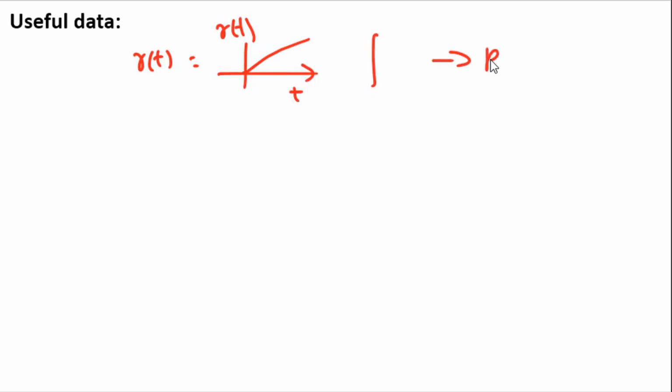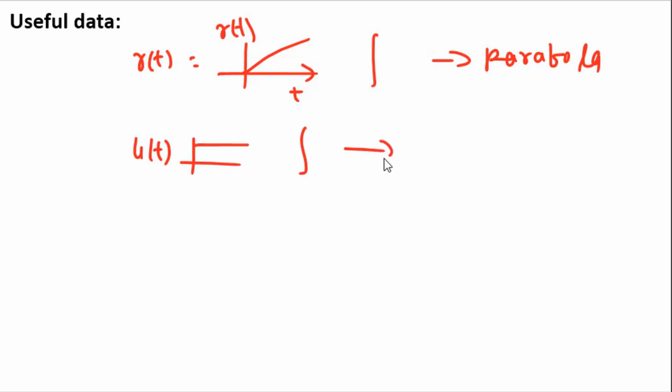So the useful data for this question is, if you are given a ramp signal R of t, which is defined as this graph, R of t, and this is your t. The integration of this ramp signal will give you a parabola. And if you are given a unit step signal that is defined like this, and you integrate this unit step signal, then you will get the ramp signal, that is R of t. So with these two useful data, let's come to the solution.